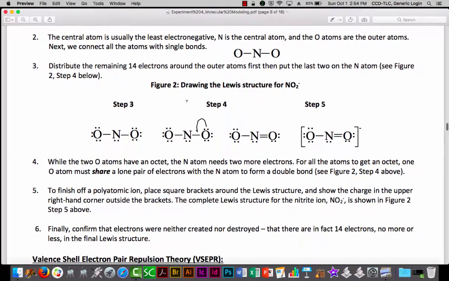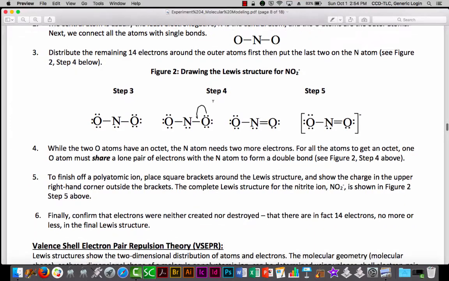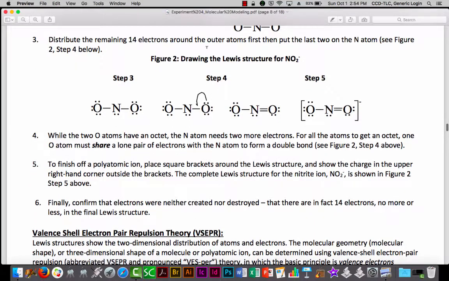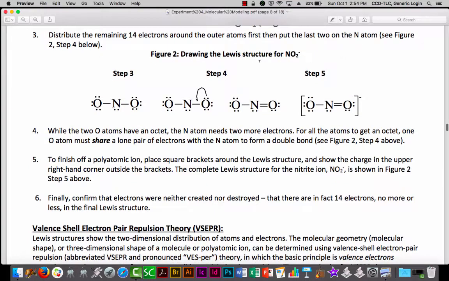The next step, the central atom is usually the least electronegative, so nitrogen's the center atom. Then we put the oxygens around it and draw bonds between them. Then we distribute the remaining 14 electrons around the outer atoms first, and then put in the last 2 on the nitrogen atom. See step 3 here.